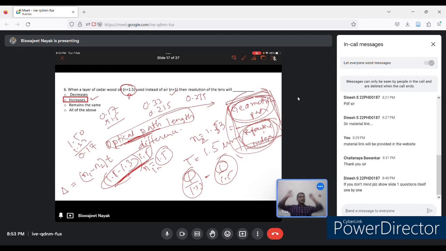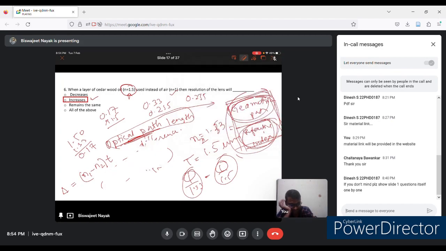But yeah, optical path length, if you get a negative, then what will be the interpretation for that? Length cannot be negative, right? It's not feasible. So yes, sir, you have to look for an answer which will be feasible, right? Positive. Okay, sir. Now I understand, sir.